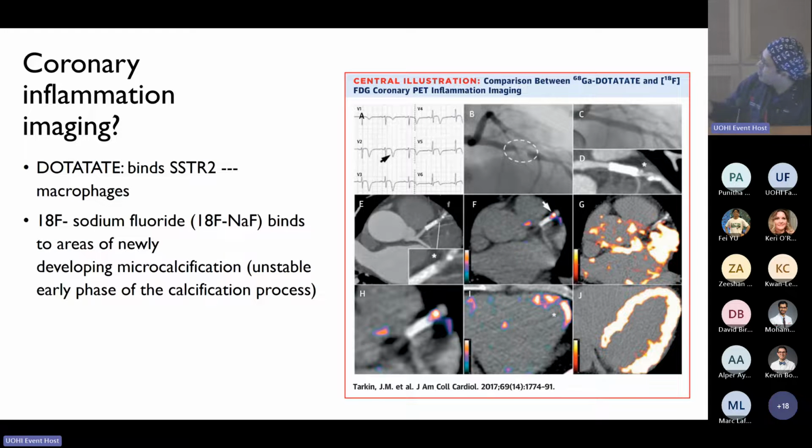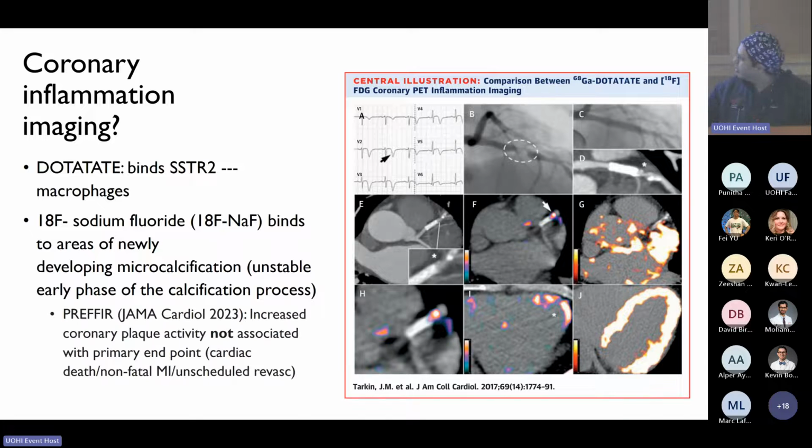Sodium fluoride caused a bit of a stir when early studies published in the Lancet around 2016, 2017 showed that sodium fluoride picking up early calcification actually predicts and picks up high-risk and vulnerable plaques. There was a lot of interest in this study, which unfortunately came up negative. This was a study looking specifically at whether sodium fluoride activity was associated with MACE events, and it just wasn't. So this was a negative study. This came out in 2023.